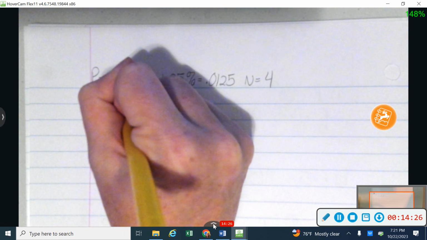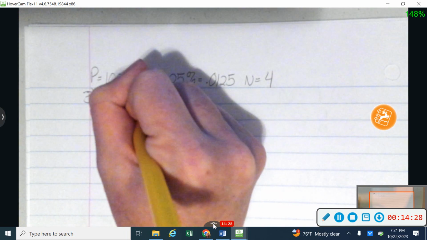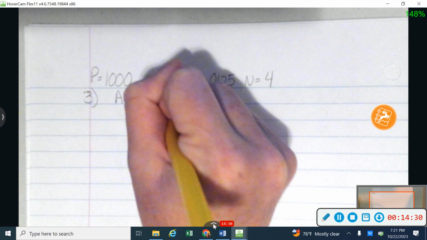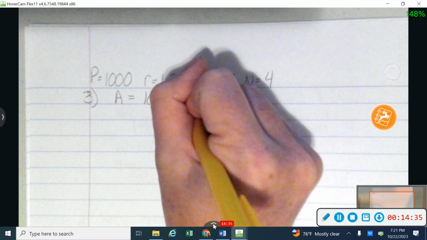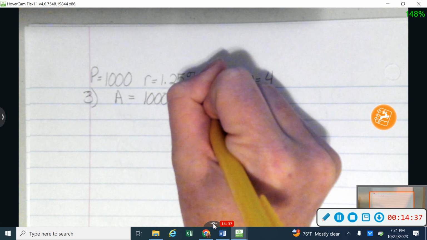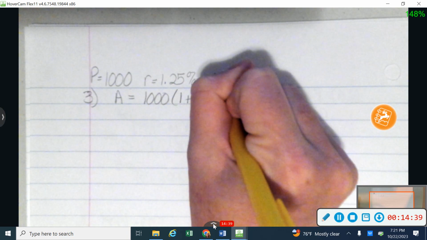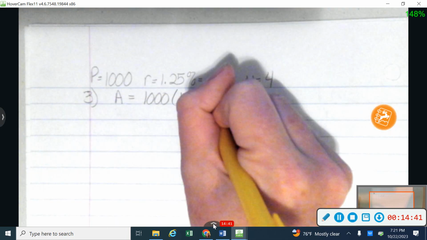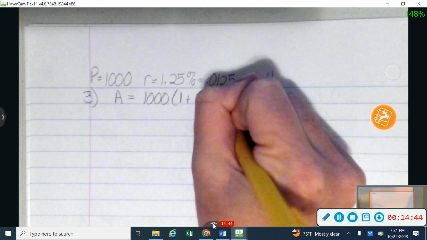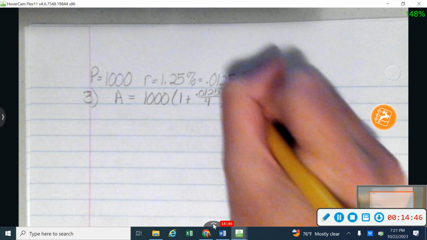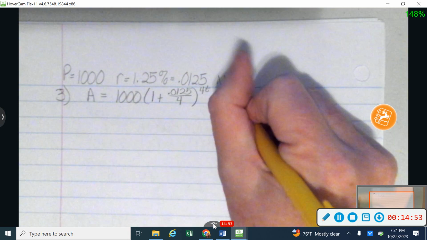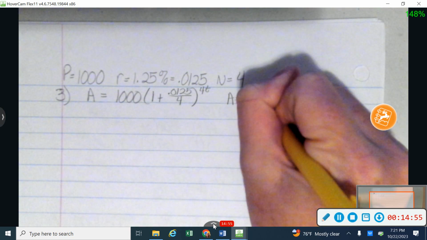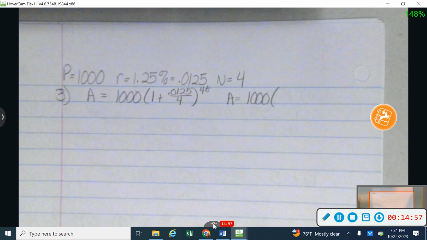Okay, since we are compounding quarterly, I'm going to use that A is equal to my principal amount. You can use the A at T if you want to. And then I'm going to have 1 plus my rate in decimal form, 0.0125, divided by N, which is 4, to the N times T power. So I've got my 4 times T up there in my power. And again, I'm going to go ahead and make that just a little bit neater. Since I'm going to be using it, I'm going to keep my 1,000 right there.